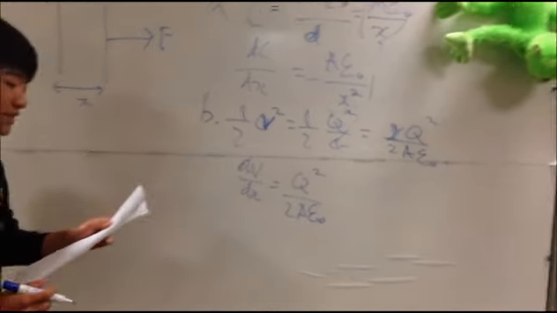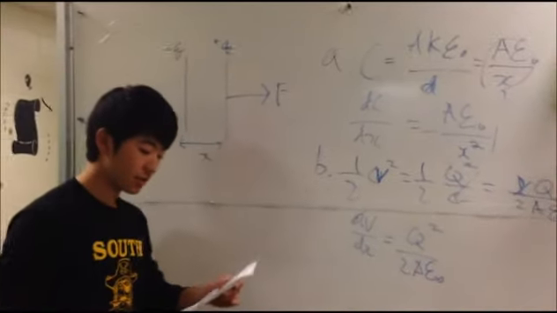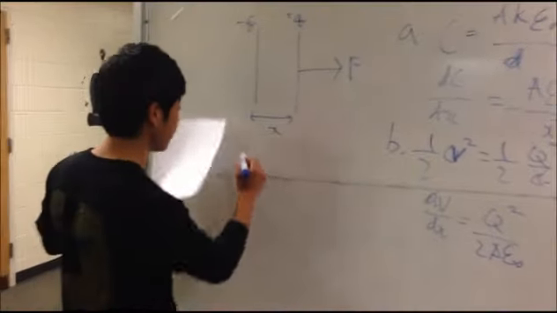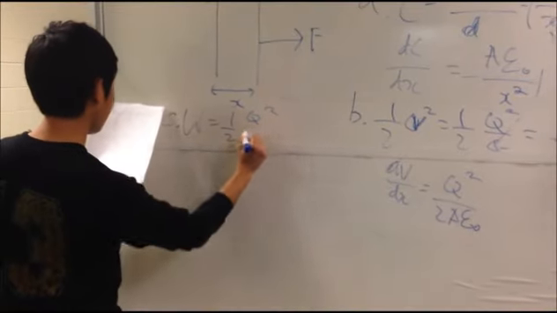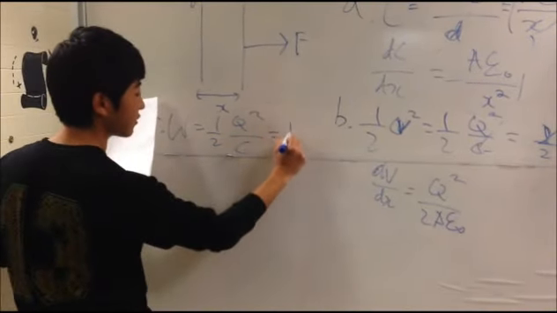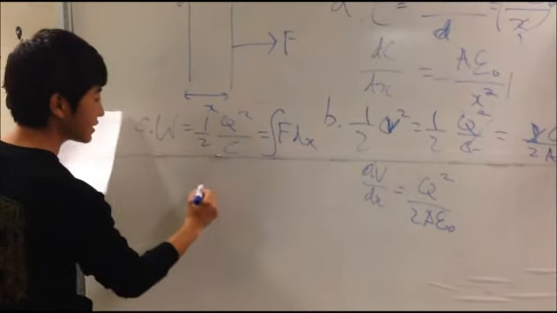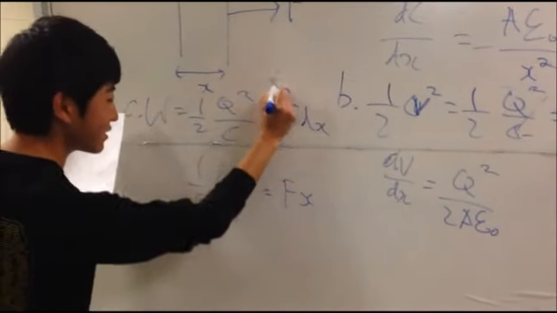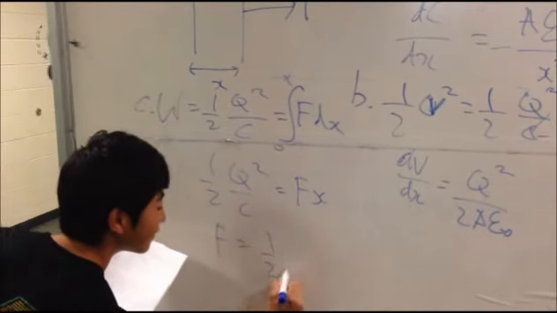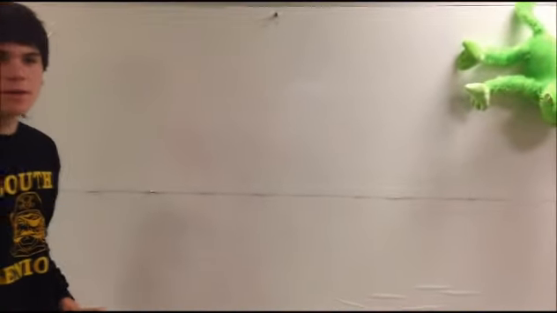And so C asks, how is the force F related to the change in stored energy? Determine F in terms of X, Q, and A. So for C, work is 1/2 Q squared over C, and it's equal to F dx. And we can integrate this side. It's going to be 1/2 Q squared over C and F x. And F is going to be 1/2 Q squared over C.